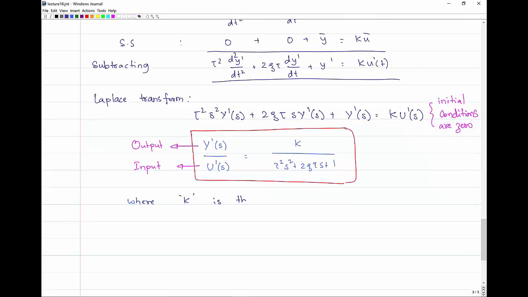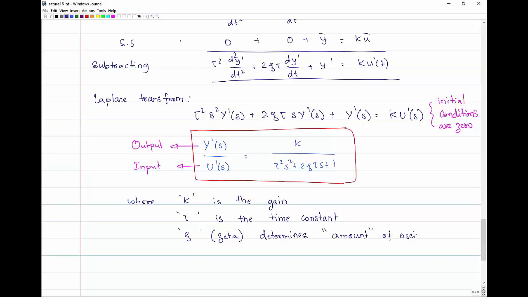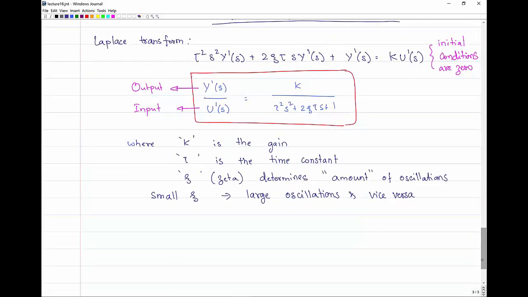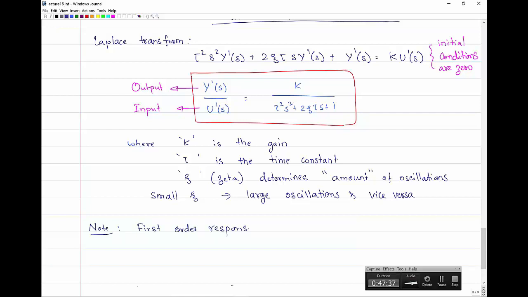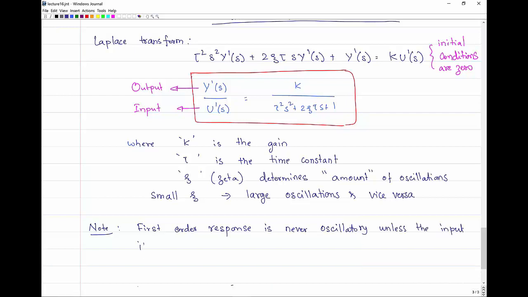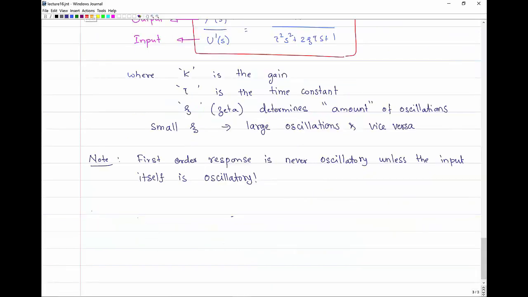Now here K is the gain of the second order process, tau is the time constant of the second order process, and zeta, which is not present in a first order transfer function, determines the amount of oscillations. When zeta is small, it is going to lead to large oscillations and vice versa. This zeta is what is called a damping coefficient. It's important to note that there is no zeta in the first order transfer function, and therefore first order responses never result in oscillatory output unless the input itself is oscillatory.